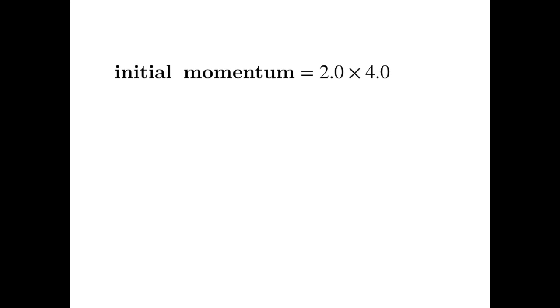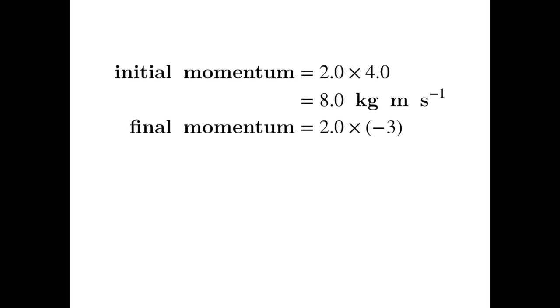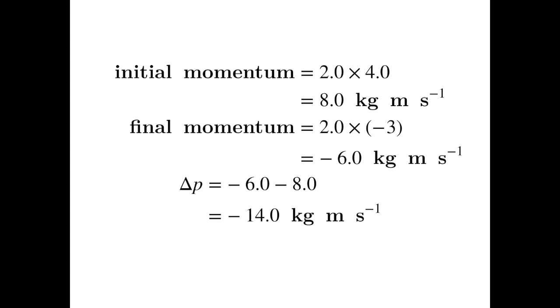First, let us calculate the initial momentum of the ball, and that is 2.0 times 4.0, and that gives us 8.0 kilogram meter per second. Next, we calculate the final momentum of the ball, taking care that the final velocity is minus 3 meters per second because the ball is now moving to the left. So that gives us a final momentum of minus 6.0 kilogram meter per second. And so the change in momentum of this ball is minus 6 minus 8, and that gives us minus 14.0 kilogram meter per second.